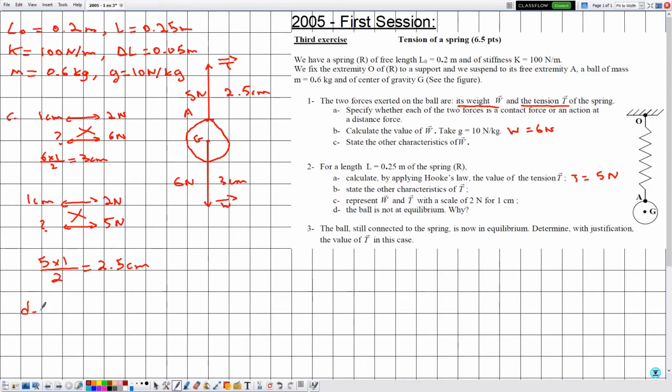So let's say since W and T don't have the same magnitude, and this is because 6 newtons, corresponding to the magnitude of the weight, is different from 5 newtons, then the ball is not at equilibrium.